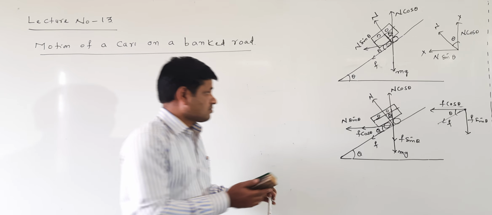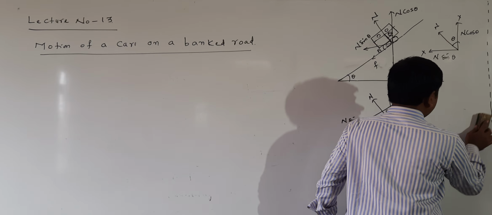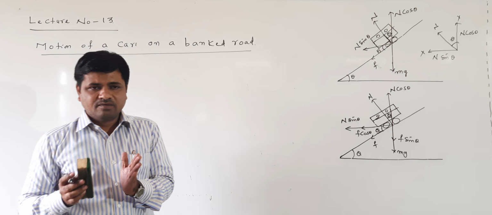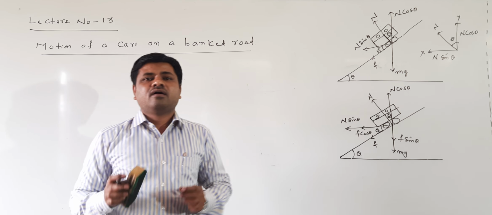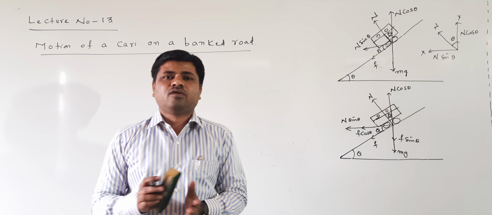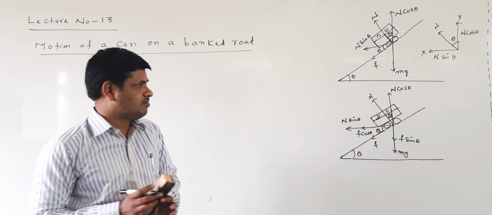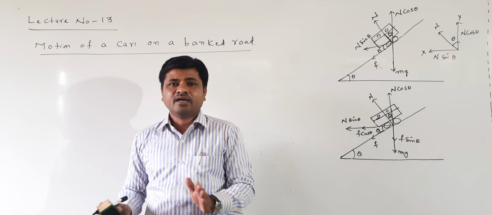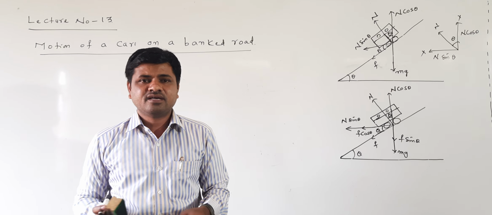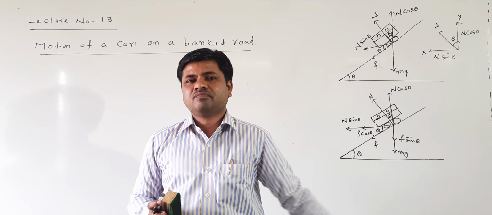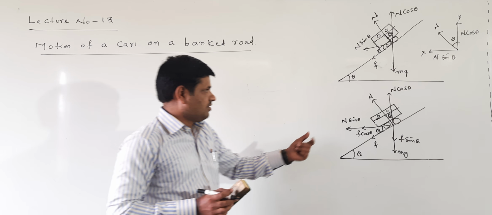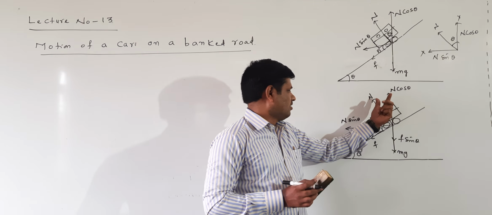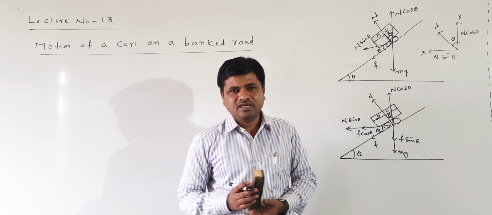Right. Now we are writing here. Suppose the car is moving safely on the curved road. Safely moving on the curved road means these forces are balanced. When these forces are balanced with each other, it can move safely. Otherwise, it can slip out from the road. That's the reason we are writing that it is moving safely on the road, meaning the total forces are balanced with each other.